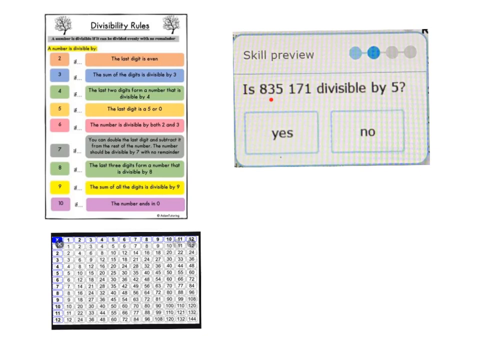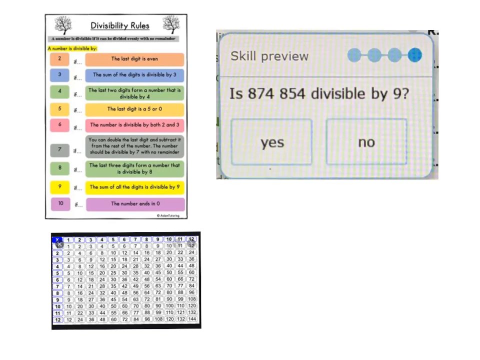Is 835,171 divisible by 5? Our rule for 5, it is divisible if the last digit is a 5 or a 0. That is not a 5 or a 0, so no, it is not divisible by 5.